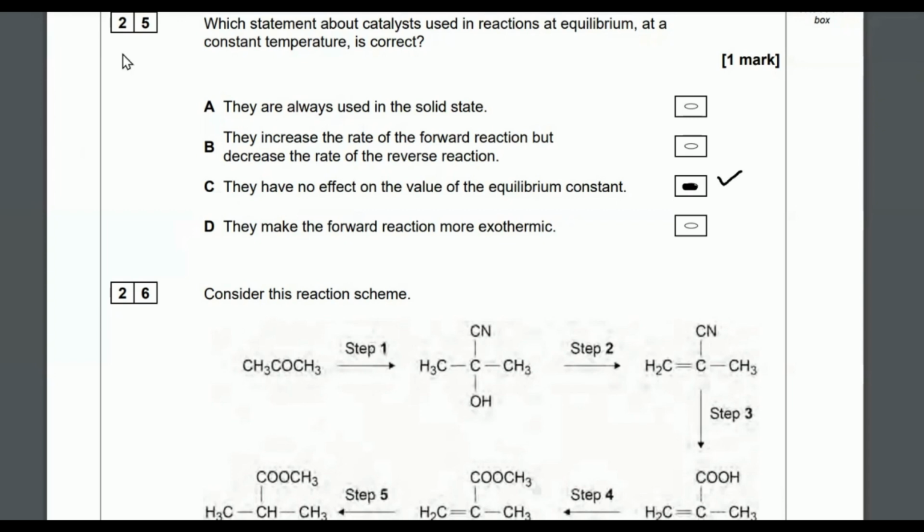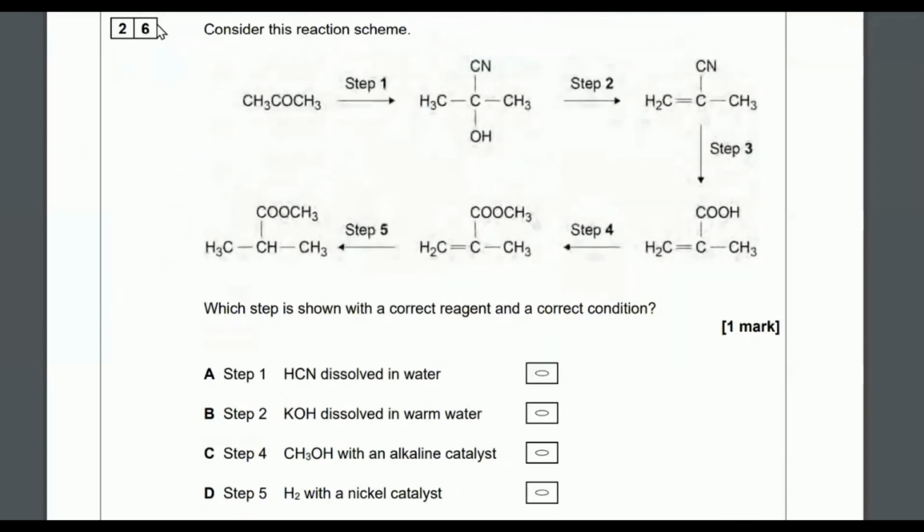Right, let's get down to this ugly reaction scheme down here. So if we check out this reaction scheme, for 26, we've got step 1, that's a dimethyl ether, and then an alkyl nitrile, and then double bond. Okay, carboxylic acid group. Okay, but oh right, what the hell's the question? Which step is shown with a correct reagent and correct condition? So step 1, hydrogen cyanide dissolved in water. Step 2, potassium hydroxide dissolved in warm water.